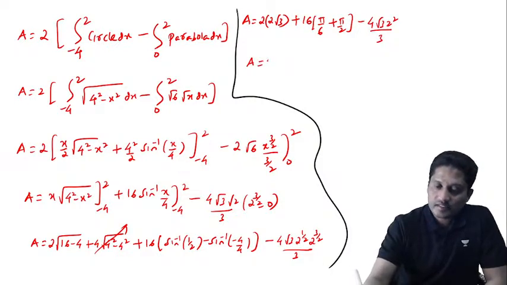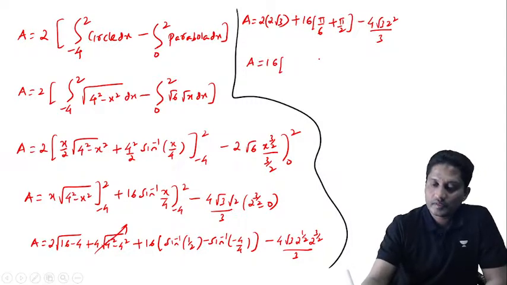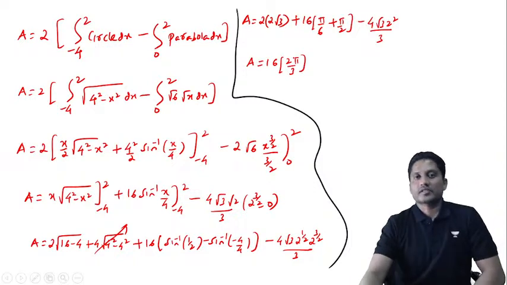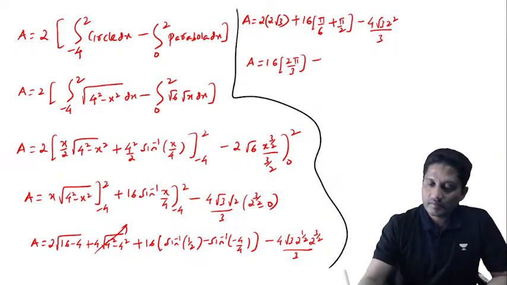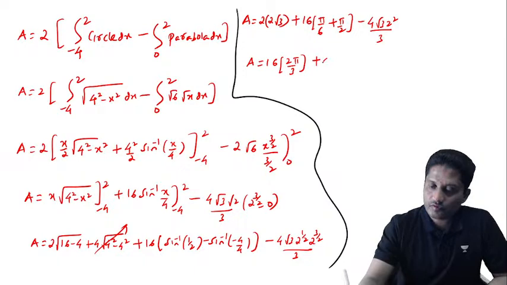So this is 16 into 2 pi by 3, since 90 plus 30 is 120. Minus, this is plus 4 root 3, minus 16 root 3 by 3. This is 32 pi by 3.